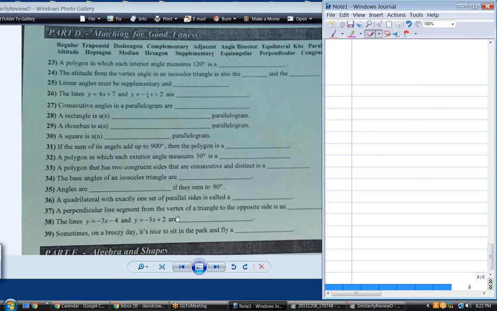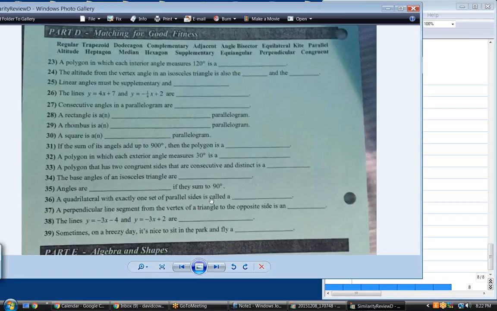This line and this line are parallel. Good.